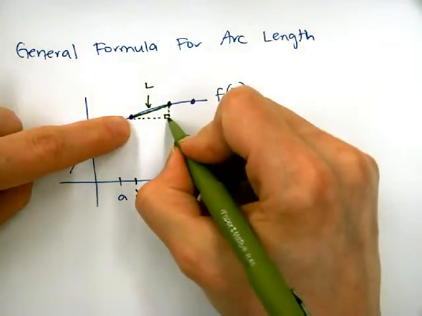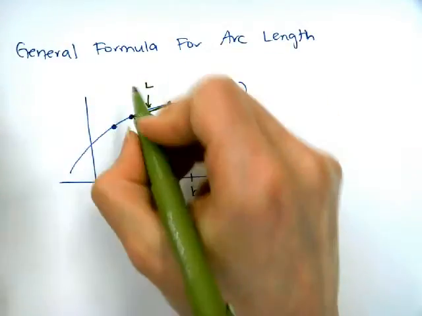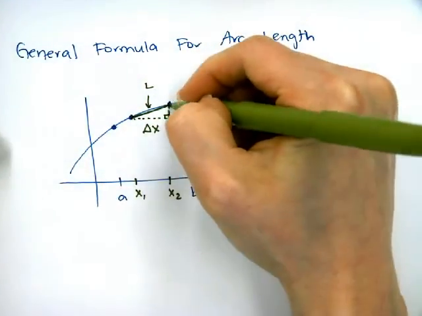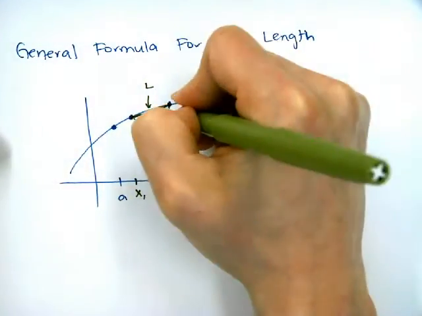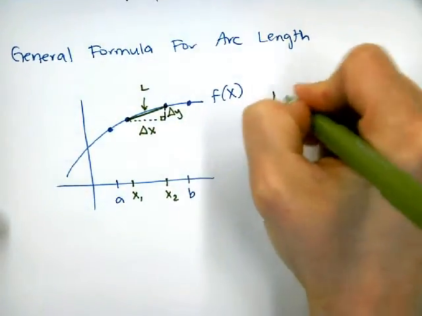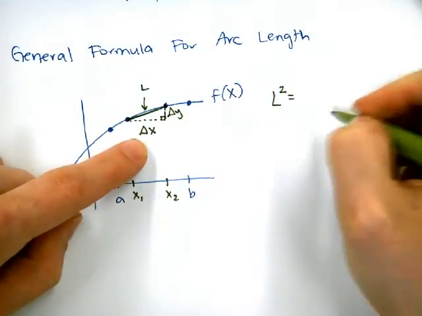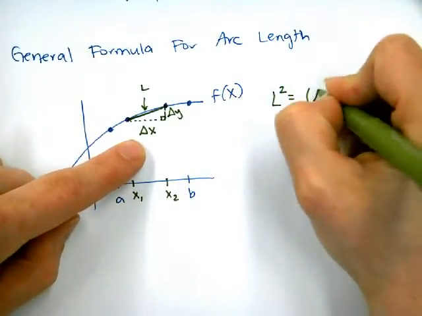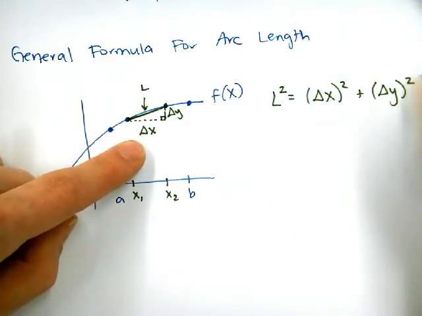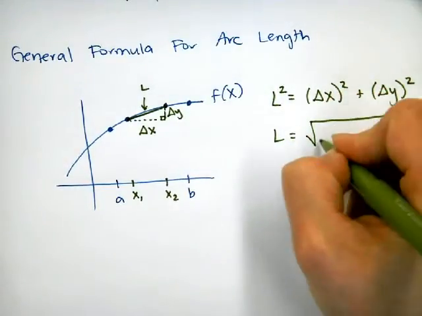Okay, so this distance is basically some change in the x coordinate. This distance is some change in the y coordinate. So to find the arc length, using the Pythagorean theorem, the arc length squared would be whatever delta x squared plus whatever delta y squared is. And then we could solve for L by square rooting both sides.